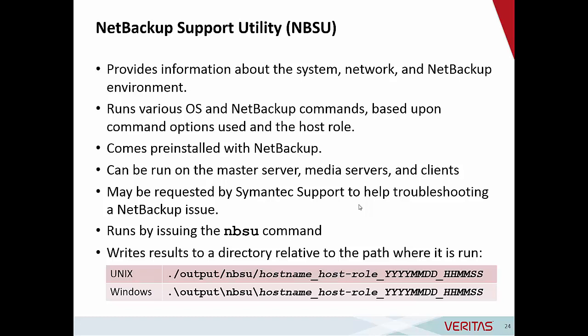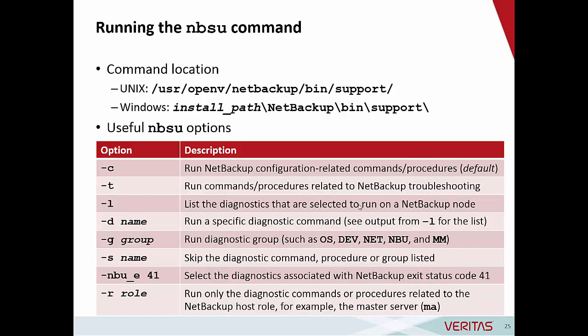It's a command line utility located in the NetBackup support directory, and there are a number of different modes it can be run in to collect different types of information. Here we see the location of NBSU on a Unix or Windows NetBackup server and some of the options that are available. The default is -C, which looks for NetBackup configuration related commands, although there are other ways of running it. Notice that the -L switch will list different options that I can choose from at the time I run it.